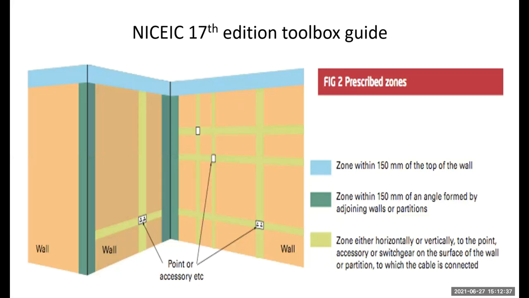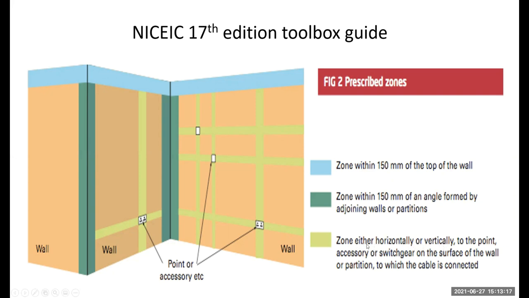It appears to show all the prescribed zones crossing easily into one another. So for instance, I could go from this socket up here and then suddenly change direction and come along to this point here and vice versa. You know, I could zigzag all the way around this without actually hitting anything. And I think this is what adds to the confusion. Again, it does say down here, zone either, so again, it implies that there's choice horizontally or vertically. So again, here is the choice.